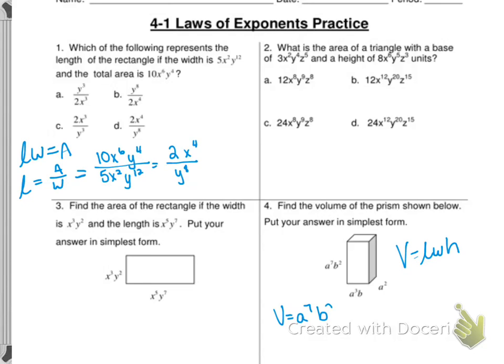So if you multiply all three of those together, so if I'm multiplying the terms, what do I do to the exponents? Add them. So 7 plus 3 plus 2 is 12, and then 2 plus 1 is 3.